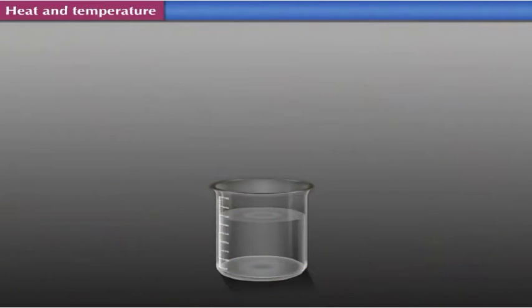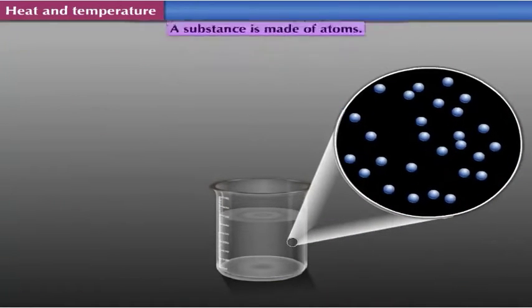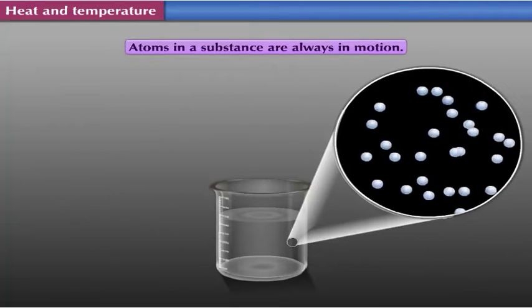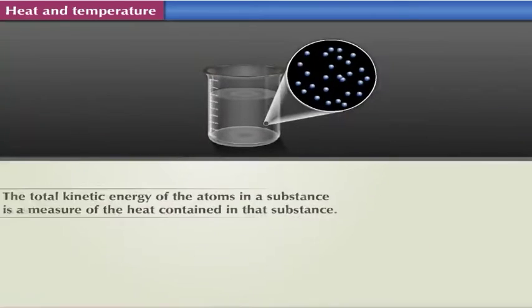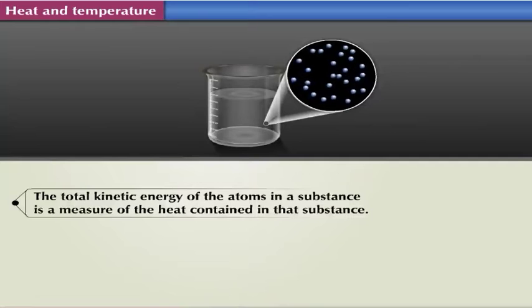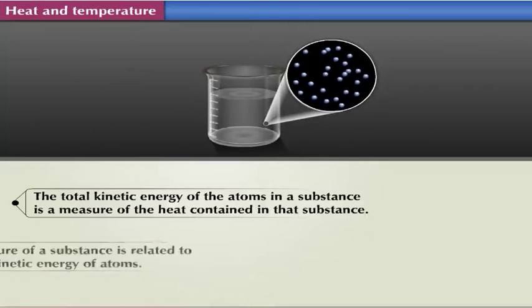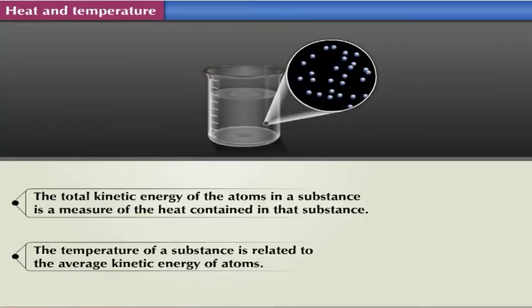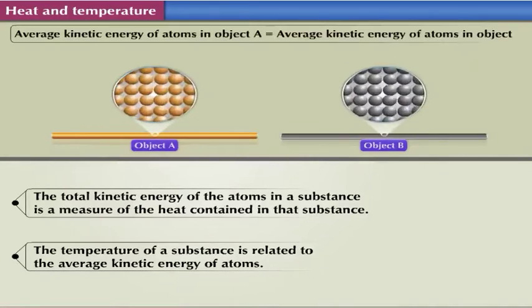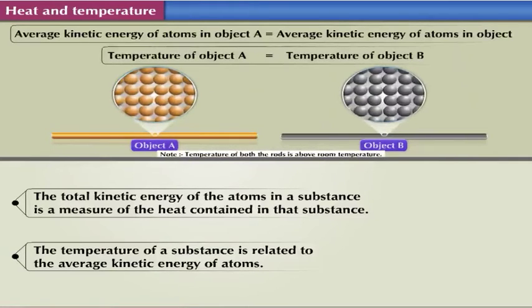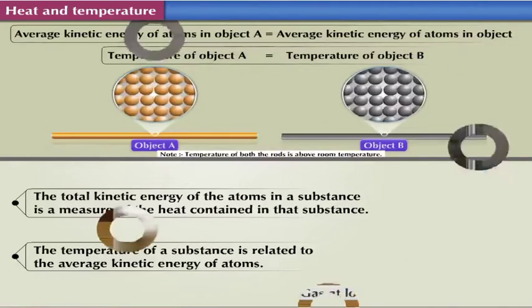In the previous grade, we learned that a substance is made of atoms. Atoms in a substance are always in motion. The total kinetic energy of the atoms in a substance is a measure of the heat contained in that substance, while the temperature of a substance is related to the average kinetic energy of atoms. Suppose the average kinetic energy of atoms in two objects is equal, then their temperatures will also be equal.